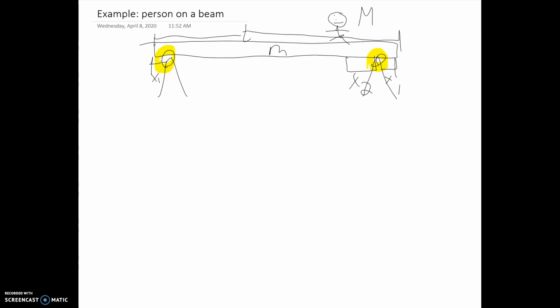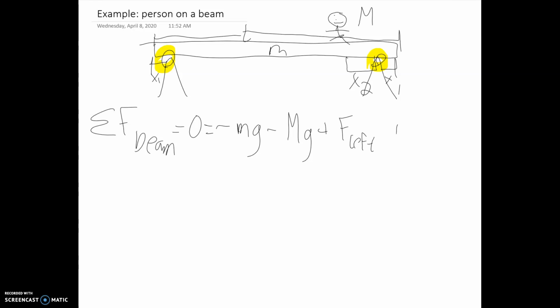Okay. So we can set all that up. Again, we're going to put all the forces on the beam and make those equal 0. So let's add all those up. First, let's start with just the beam itself, minus mg. Then the person, minus big Mg. Then there's going to be a push from the left-hand side, and there'll be an upward push from the right-hand side. And again, that's all equal to 0.